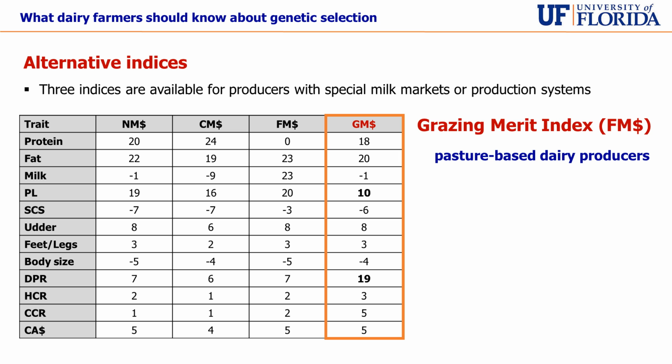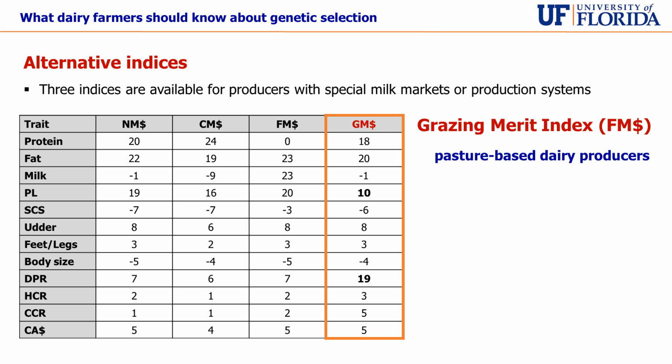And finally, we have also, and this could work also in Florida, a grazing merit index. It's basically for pasture-based dairy producers. Compared with the net merit index, they have basically the same weight for production. They put slightly less emphasis on productive life, but look at this, put much more emphasis in female fertility traits, okay?